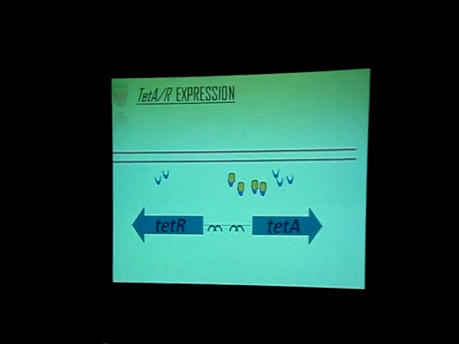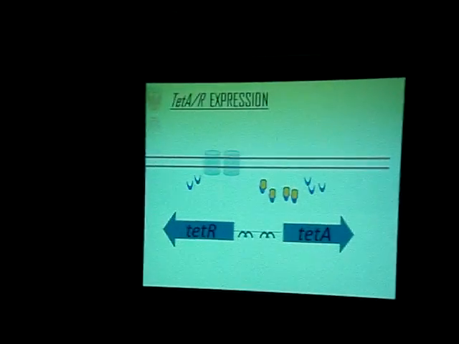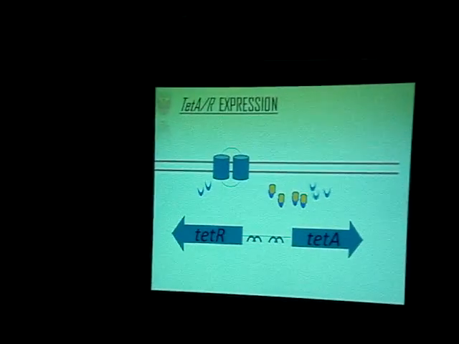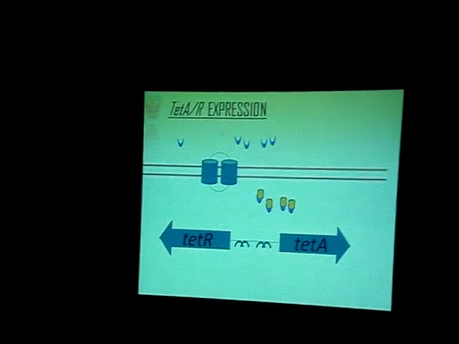The TET-A gene codes for a tetracycline efflux pump, which will then be translated and localized to the membrane, where it will cause the export of tetracycline from the cell, thereby conferring resistance.